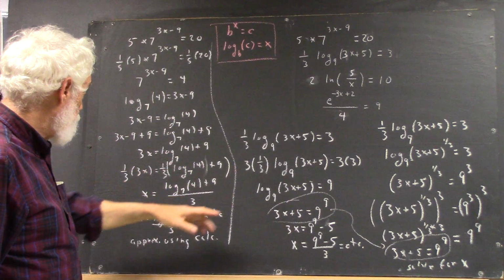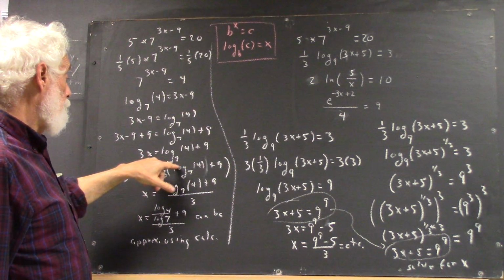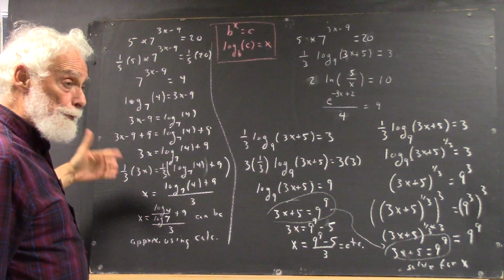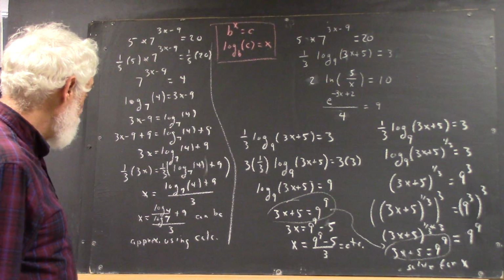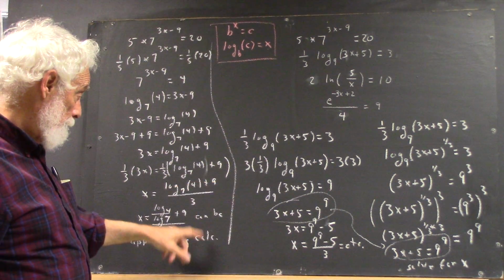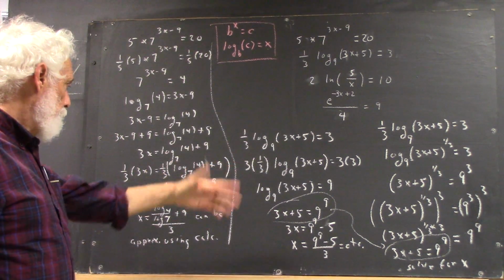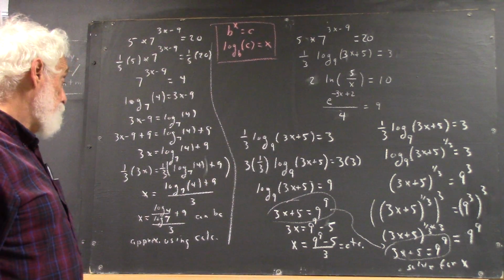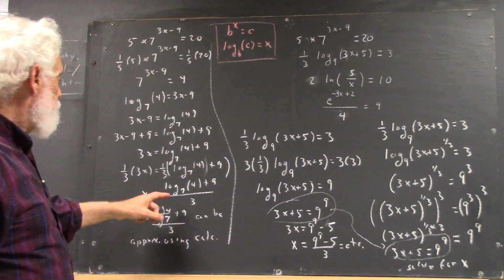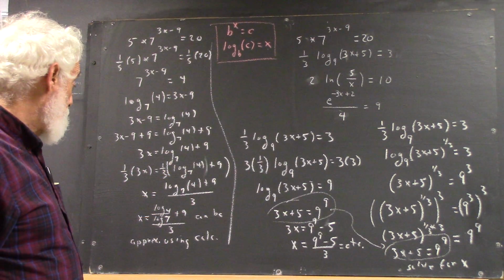Well, let's add 9 to both sides, and we get 3x equals log base 7 of 4 plus 9. Then let's divide both sides by 3, or multiply both sides by 1/3, and we get x equals log base 7 of 4 plus 9, all that divided by 3. Now that's a perfectly good exact solution. If we want to punch it into the calculator, we have to express log base 7 of 4 as log 4 divided by log 7.